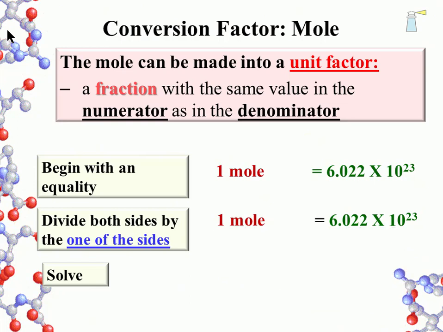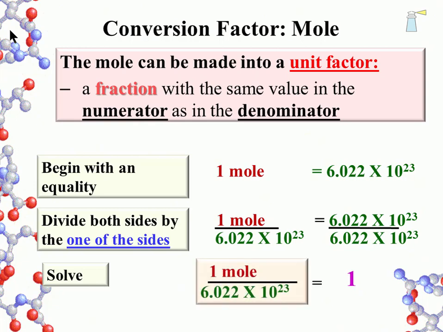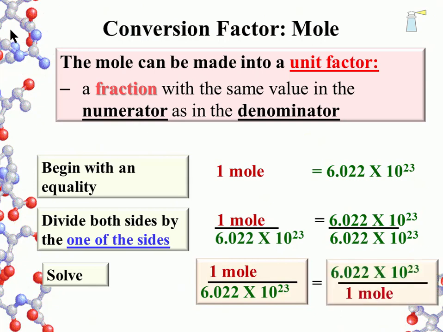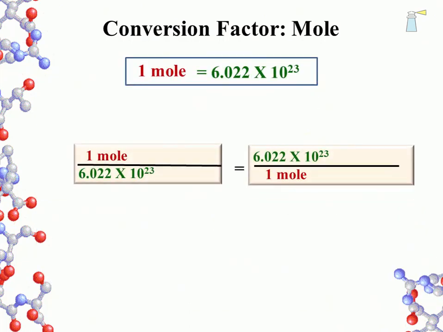The other unit factor is made by dividing both sides by Avogadro's number and simplifying the fraction on the right to 1 and leaving the other fraction unchanged. These 2 unit factors are equal to 1 and therefore are equal to each other. These unit factors can be put to work converting from individual count to moles or vice versa.